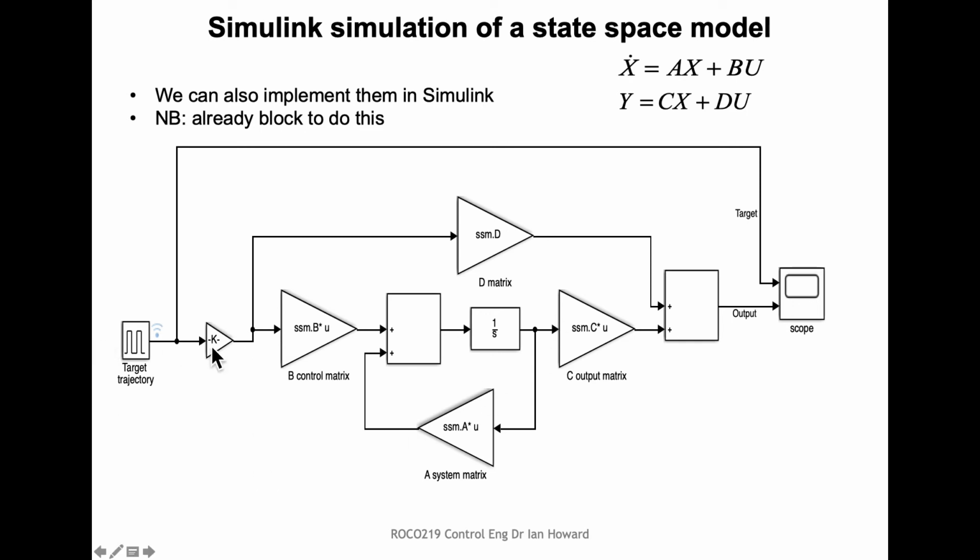Here we've got the U coming in. And in fact, we're scaling it here as well. So this is going to be the U. U times B comes out here. Then we're adding that with X times A coming in here. And at this point here, we've got the X dot. 1 over S, that's an integrator. That gives us the X. And then we scale the X with C and add on U times D. Add them up and generate the output.